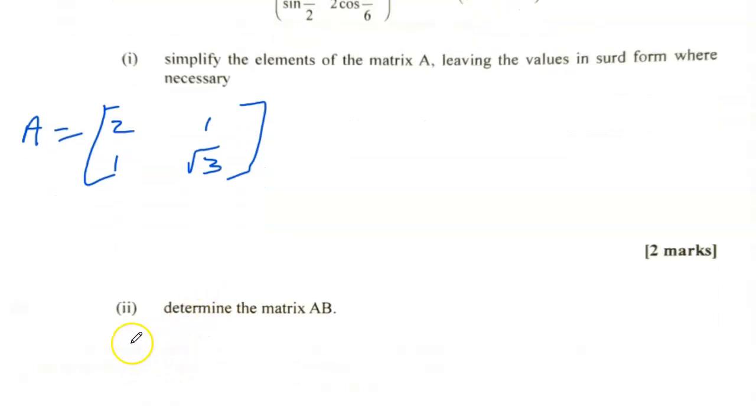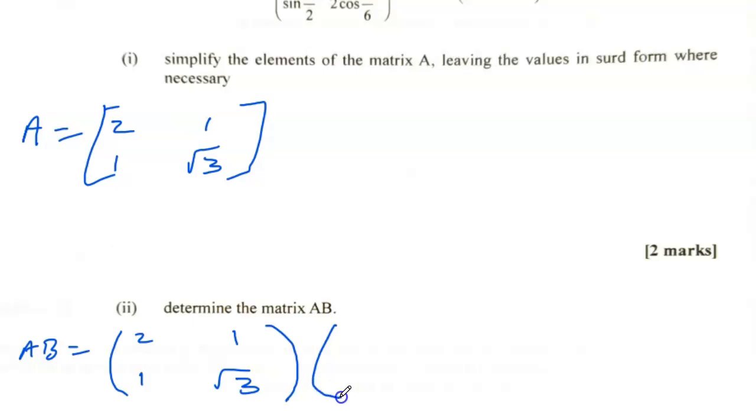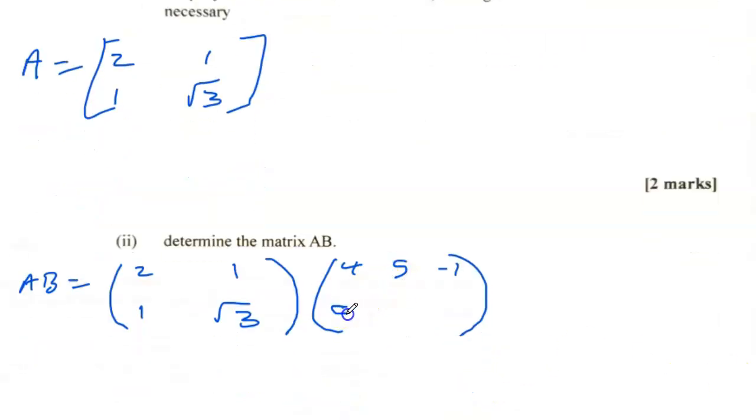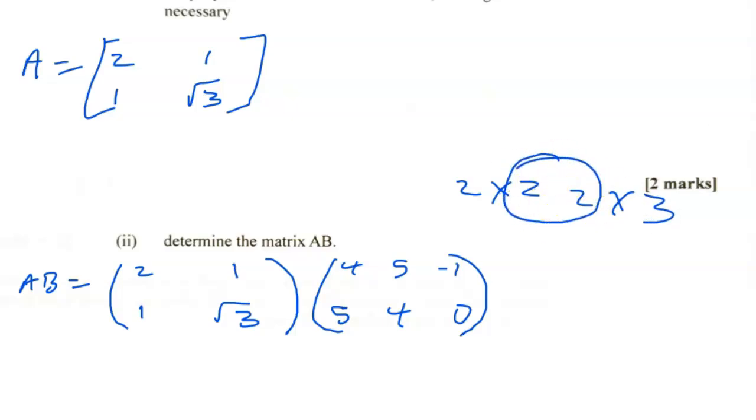And then we're asked now to calculate the product AB. So AB is A times B, so AB would be equal to A, which is 2, 1, 1, root 3, times B. Let's remind ourselves of what the matrix B is. B is 4, 5, negative 1, and 5, 4, 0. So notice A is a 2 by 2 matrix. B is 2 rows, 3 columns, so B is a 2 by 3. So when we work this out, we should end up with a 2 by 3 matrix.